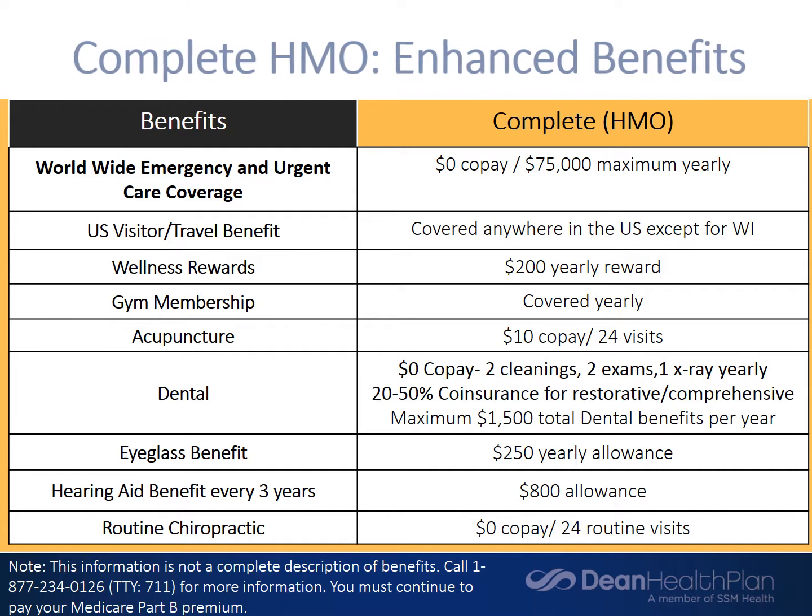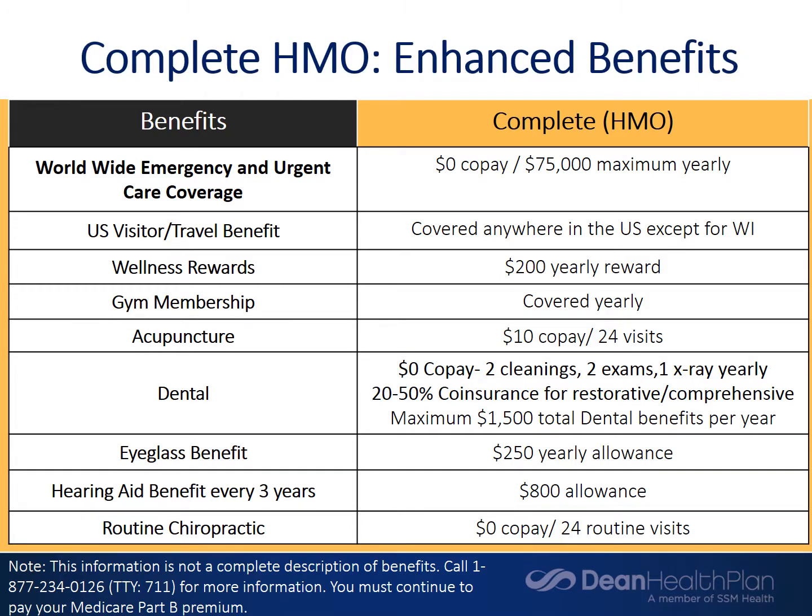Some enhanced benefits of the complete plan include $0 copay up to an annual maximum of $75,000 for worldwide emergency and urgent coverage. Travel benefit covers people for services as in-network anywhere in the U.S. except for in Wisconsin and is available for periods up to 90 days for a maximum of 6 months per year. Earn up to $200 in healthy rewards.